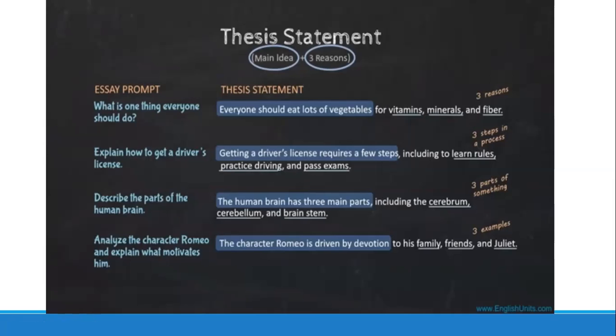Describe the parts of the human brain. The human brain has three main parts, including the cerebrum, cerebellum, and brainstem. The three parts. Analyze the character Romeo and explain what motivates him.